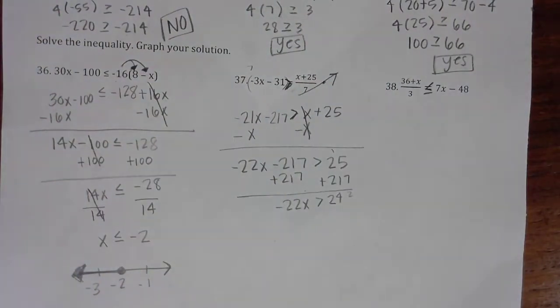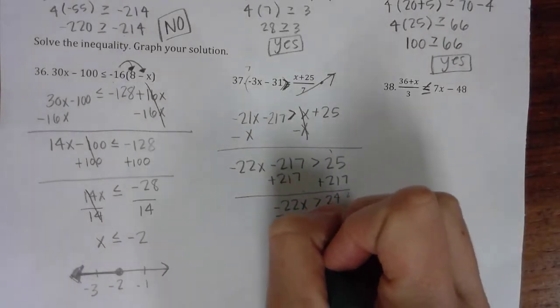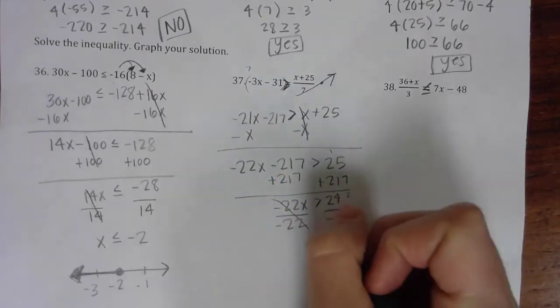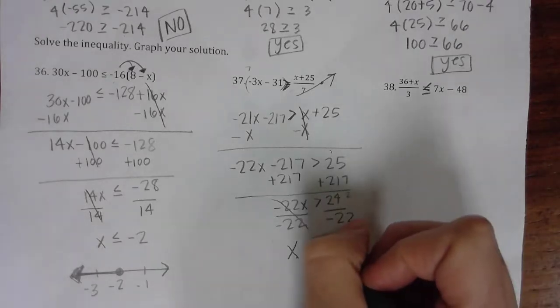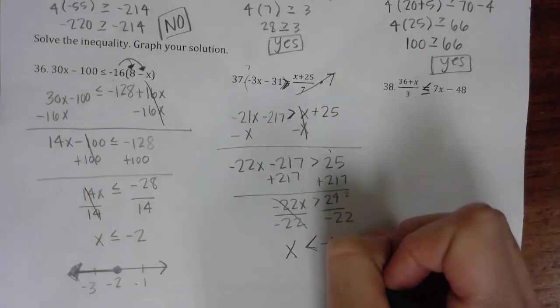Alright, so right here, to get rid of your negative 22, you're going to have to divide by negative 22. Remember, when you divide by a negative, you have to flip your sign. So this turns into a less than. 242 divided by negative 22 gives me negative 11.